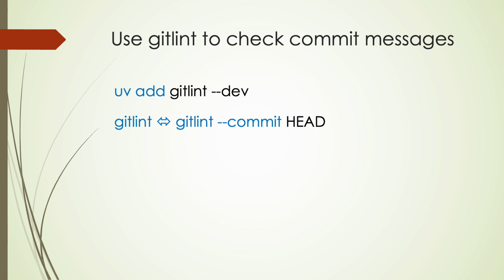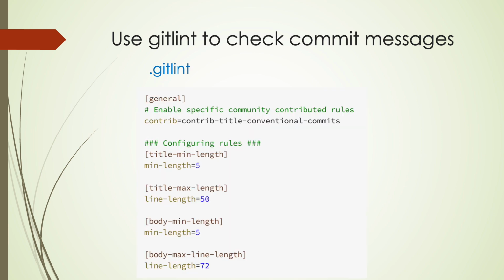Let's also add gitlint as a development dependency in the project. Gitlint can also be used directly without any configuration, which by default checks the last commit in the repo. Unfortunately, gitlint cannot be configured in pyproject.toml and needs to have its own configuration file, .gitlint, which should be put in the root folder of the project. It's common to apply conventional commit specification with custom settings for title and body lengths, as shown in this example.